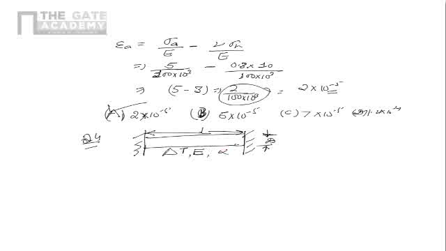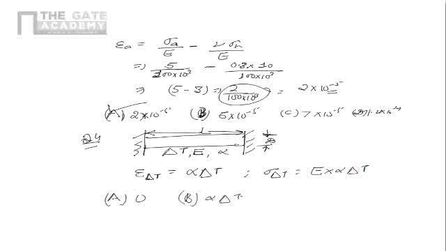So how do I find the thermal stress? I know that the thermal strain because of delta T is given by alpha into delta T. That's the strain. So the thermal stress is nothing but E into alpha delta T. Now let's see which option matches. Option A is 0, option B is alpha delta T, option C is E alpha delta T, and option D is E alpha delta T L. So those are the 4 options which we have been given, and obviously option C is right.